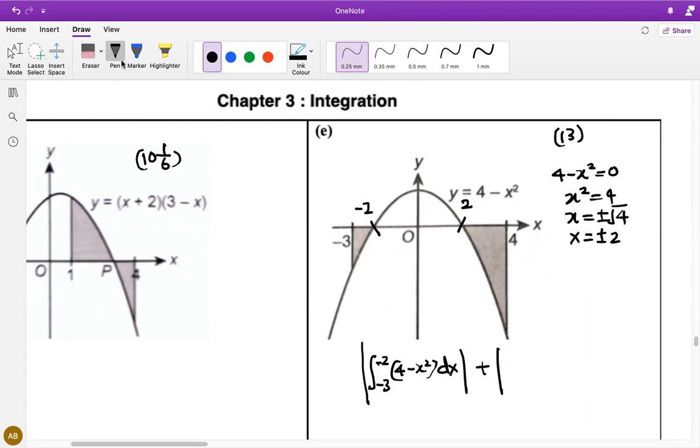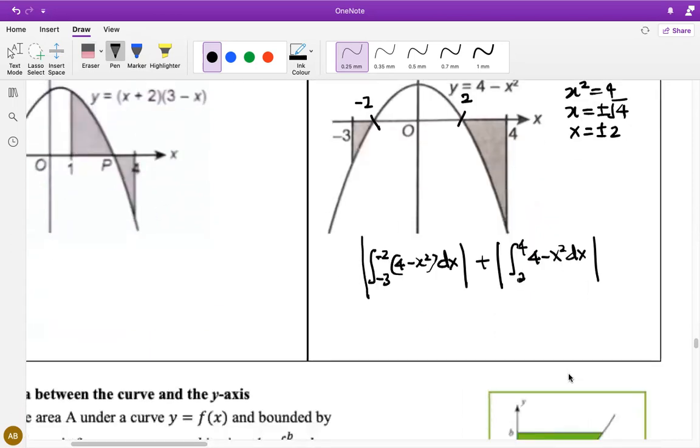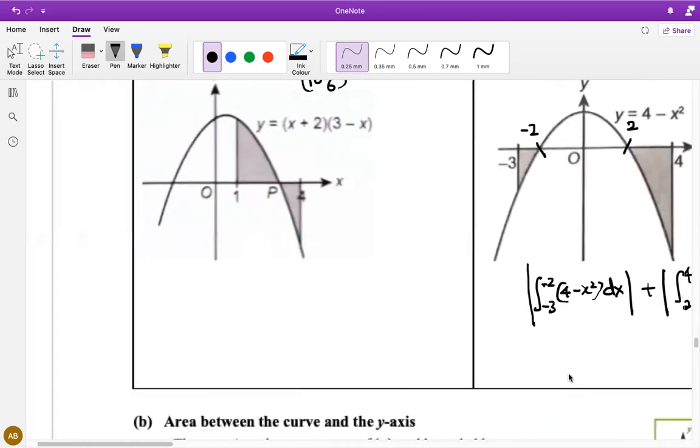Okay, you should do it by yourself, but 4 minus x squared dx. All right, so you can do it by yourself. So you continue it later on.